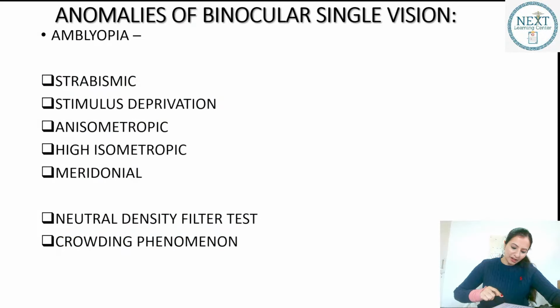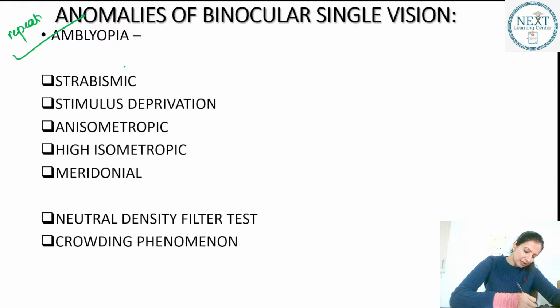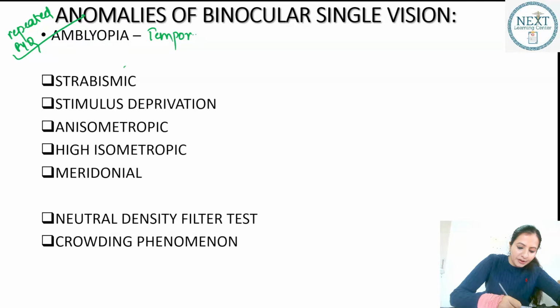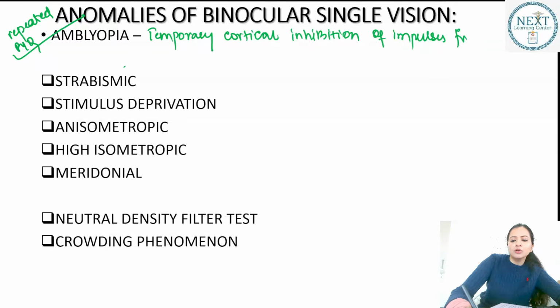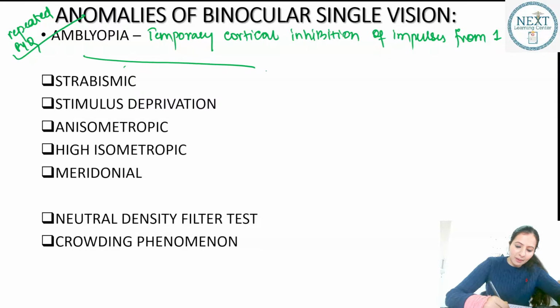Then anomalies of binocular single vision. Amblyopia is a repeated PYQ that has been asked in your exams. So amblyopia is what? It is temporary cortical inhibition of impulses from one eye. Let us see how the questions in the exam come from amblyopia. If we talk about amblyopia, your fundus will be normal.